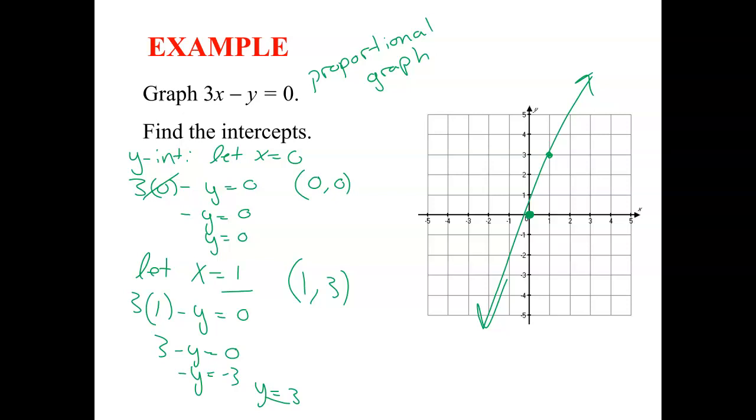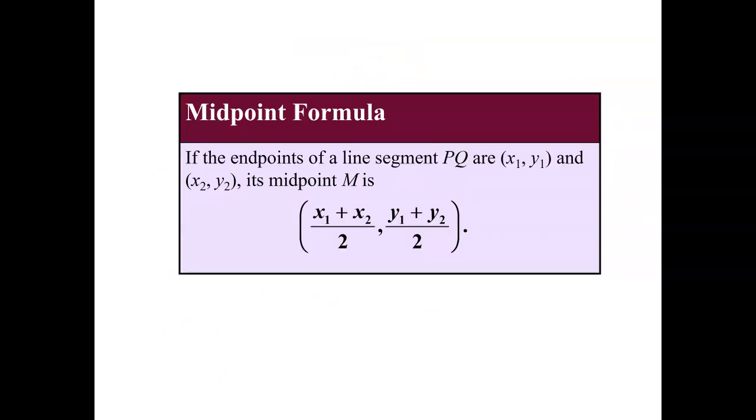I always start linear equations with points, and then we move into slope. We want to highlight slope. Slope will be tomorrow. All right. Now, midpoint. Okay. Where does this formula come from?